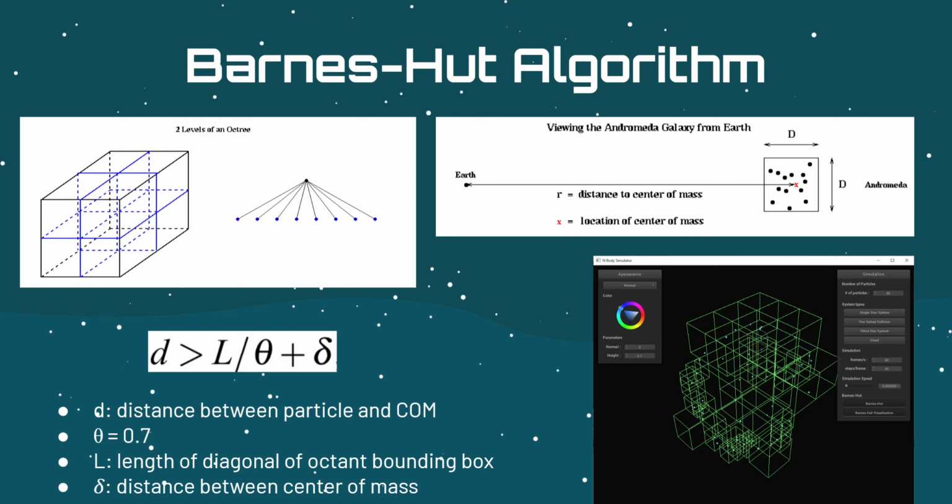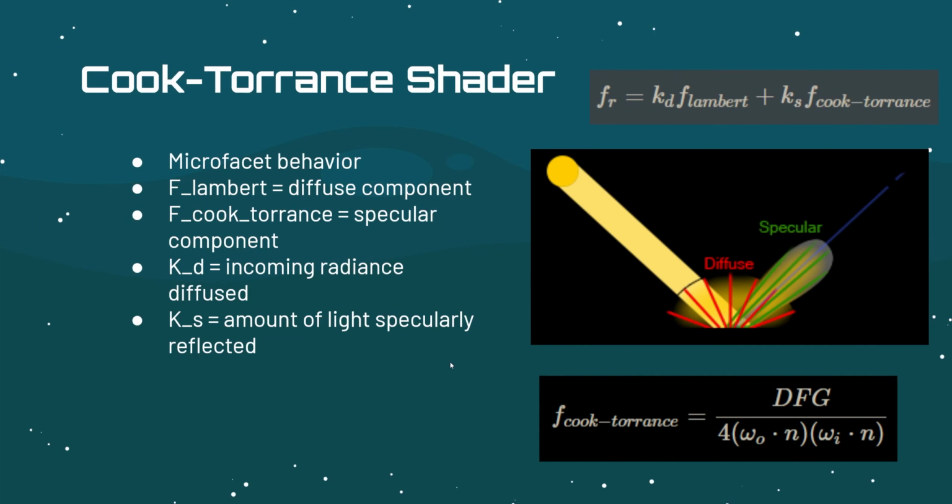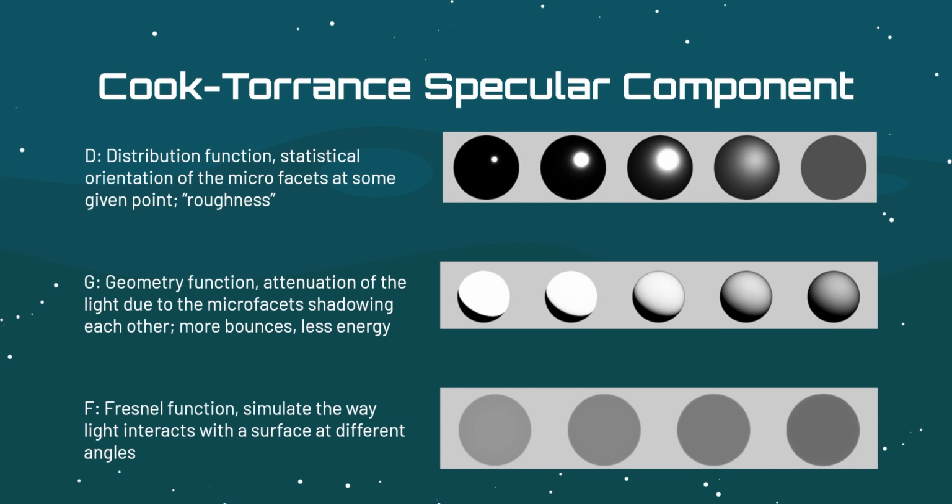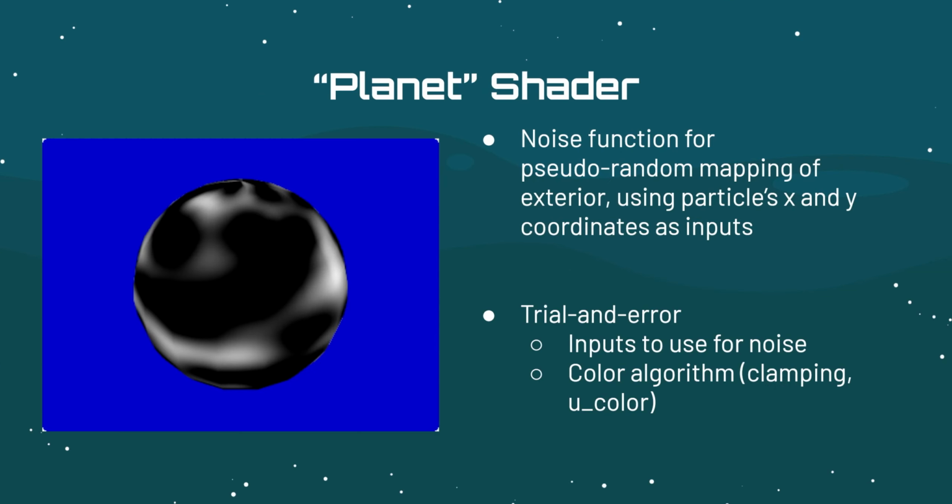After implementing speedups in our simulation, we wanted to make things look prettier, so we added some shaders. The Cook-Torrance shader essentially adds some microfacet behavior on top of a Blinn-Phong model, and it does this by adding a distribution function, a geometry function, and a Fresnel function. We also have a planet shader, which is essentially a noise function that adds pseudo-random noise onto a sphere. This looks kind of like solar flares, which is pretty cool.